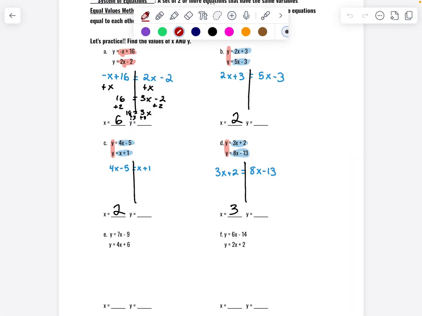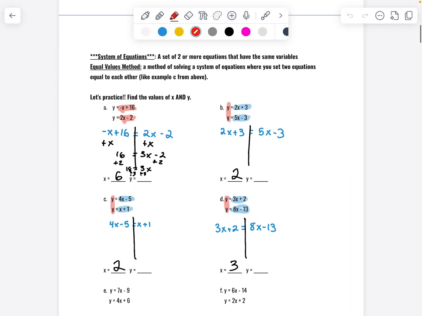All right, today we will be finishing up the equal values method and then moving on to substitution as well. So make sure you're following along in your notes, and then you'll have a homework assignment to do after this.